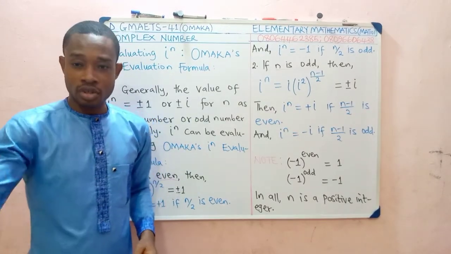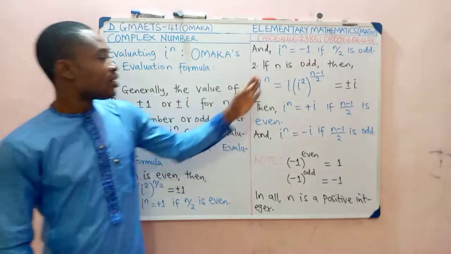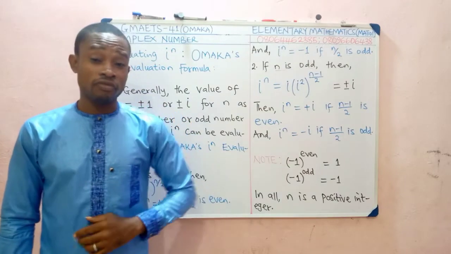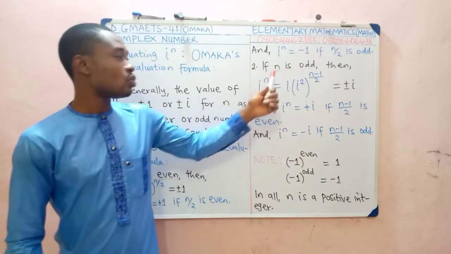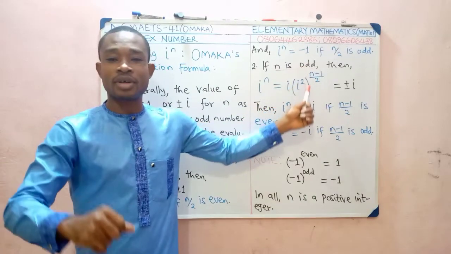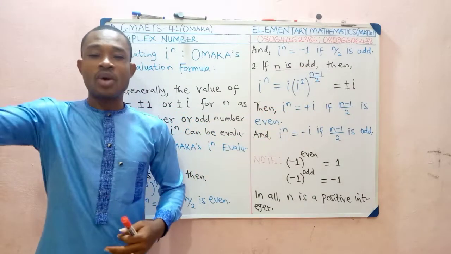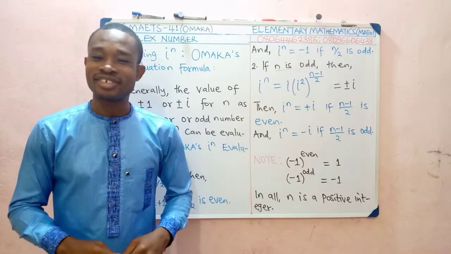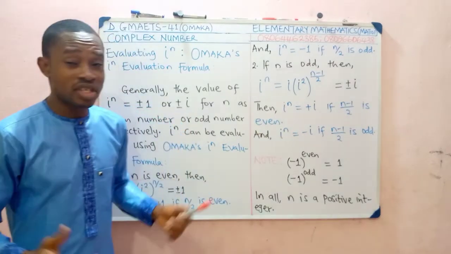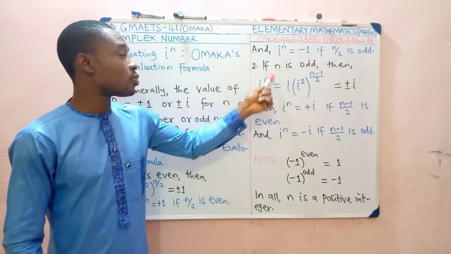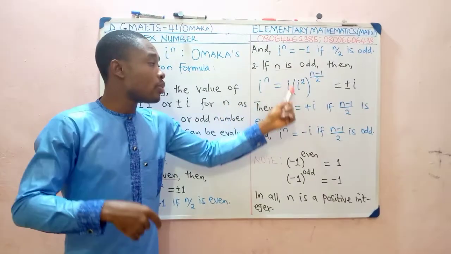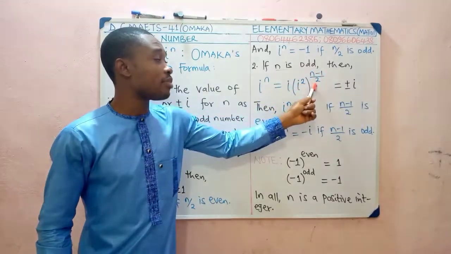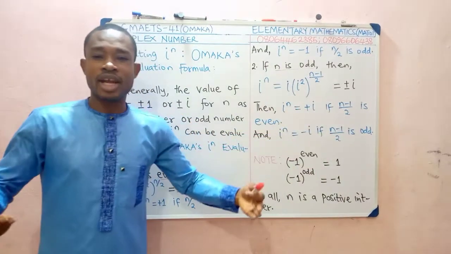Alright, let us look at the Marcus i raised to power n evaluation formula, case 2, in a situation where n is an odd number. So imagine you're given i raised to power n and n is an odd number. Think about i raised to power 25. What formula do you need to quickly evaluate it? i raised to power n is equal to i, open bracket, i squared, close bracket, raised to power n minus 1 divided by 2. So this is the formula you can apply.